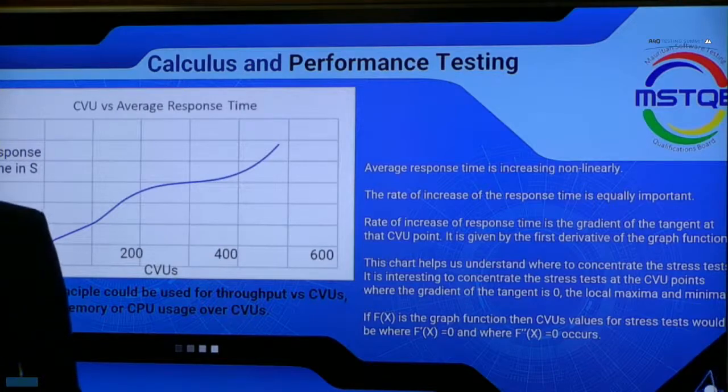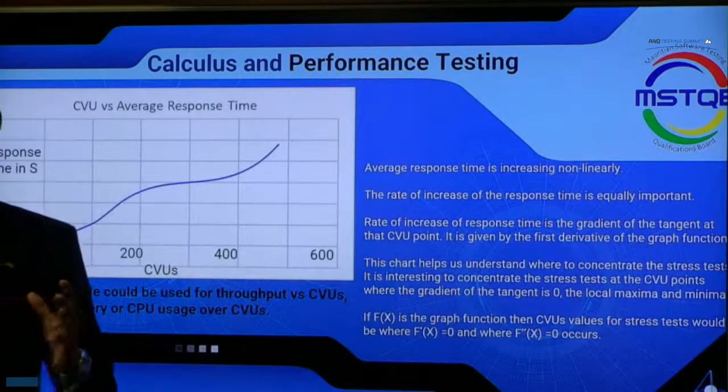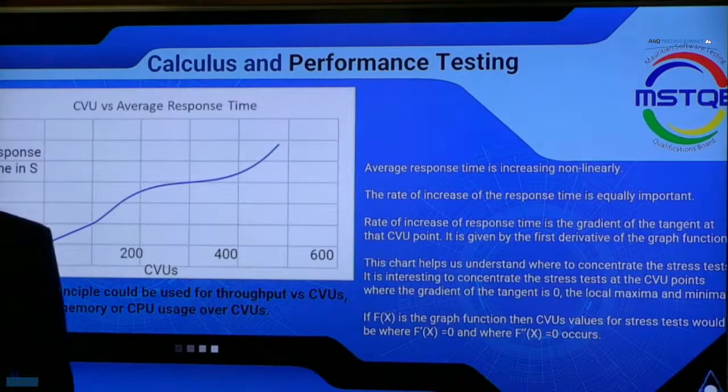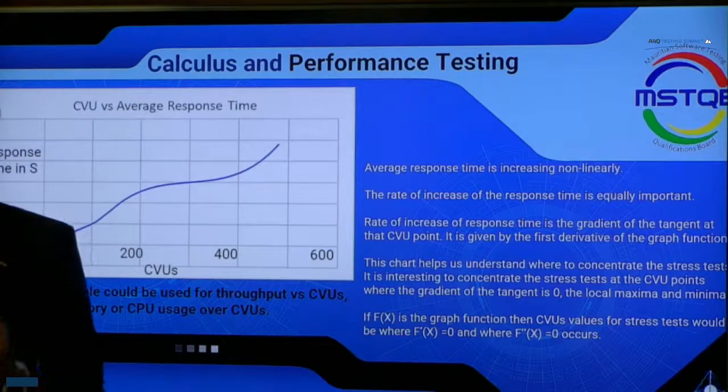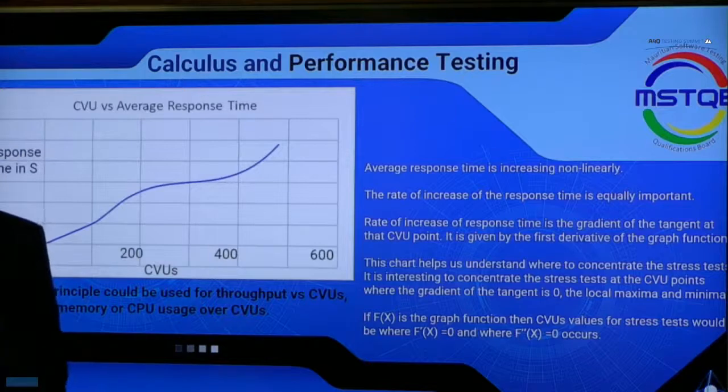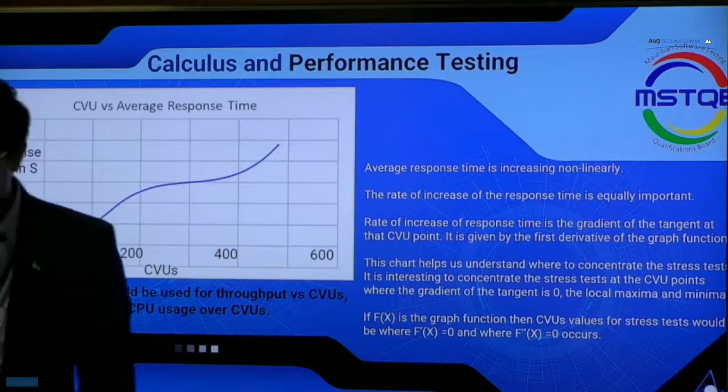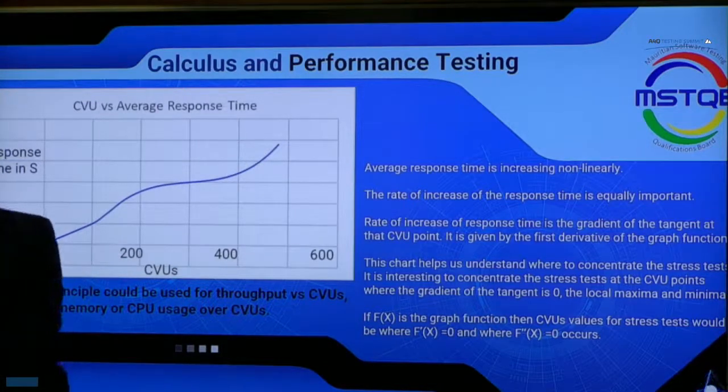What this chart can help us to understand is that the response time is not increasing linearly. It's a polynomial chart. It means that there are some sporadic increases. It's not following a defined trend like linear or exponential, but there is some sporadic increase. And when you have this kind of chart to analyze, it's not only the increase that matters, but the rate of increase as well. And the rate of increase is the first derivative of the equation.